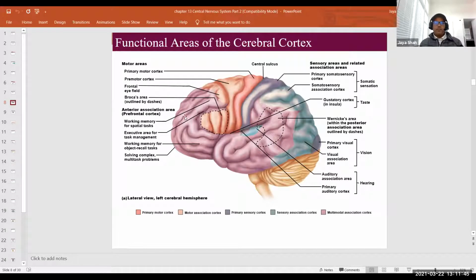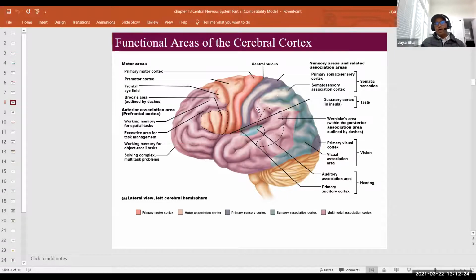In the human brain, all the lobes are named after the cranial bone that covers them. This is the frontal part, so we call it the frontal lobe. This area is the temporal bone, so temporal lobe. This area is the occipital bone, so occipital lobe. And here is the parietal bone, so this is the parietal lobe, okay? This is anterior, this is posterior. Each lobe of the brain has several functional areas in the cerebral cortex, okay?